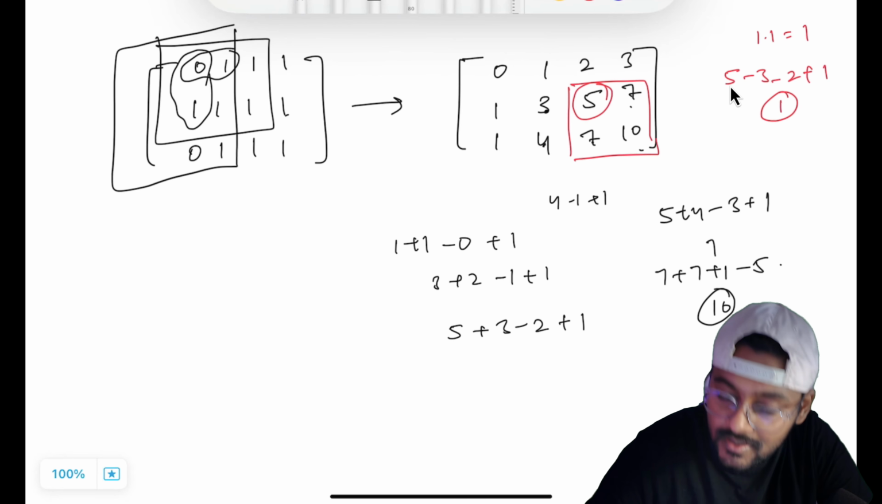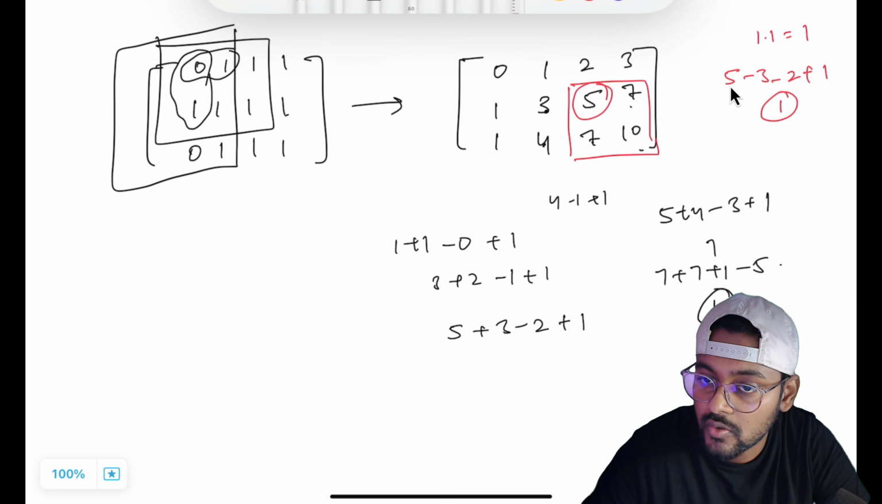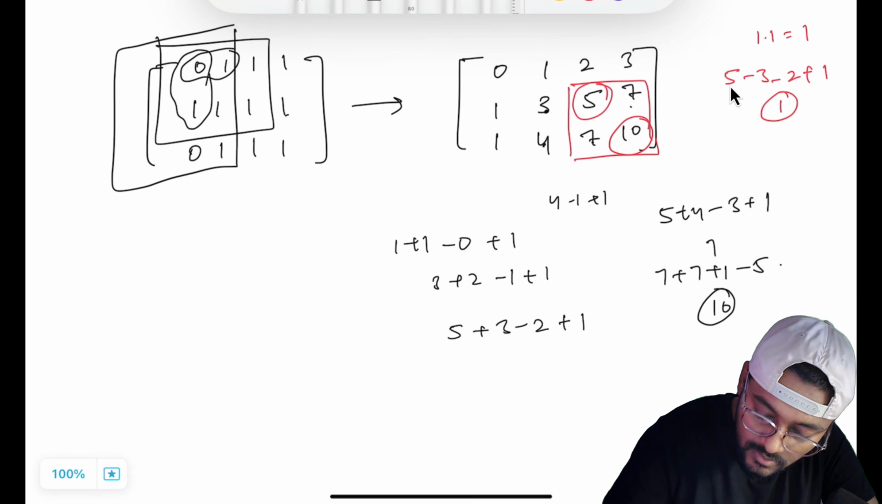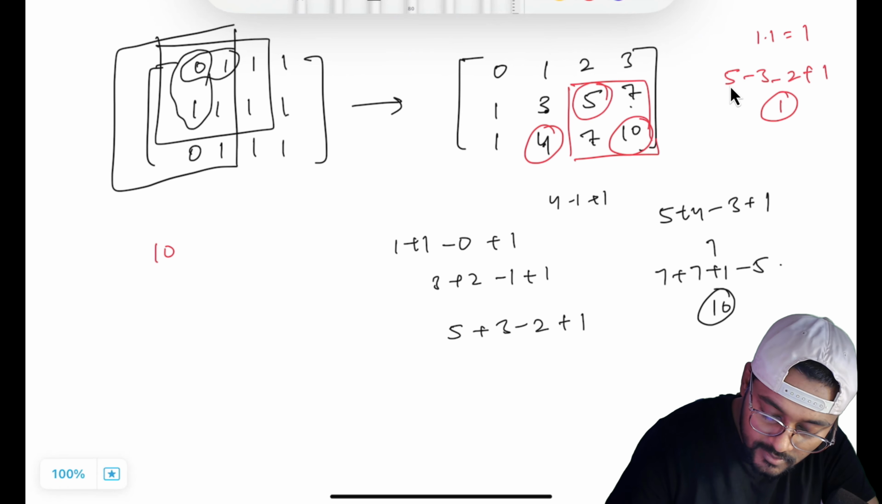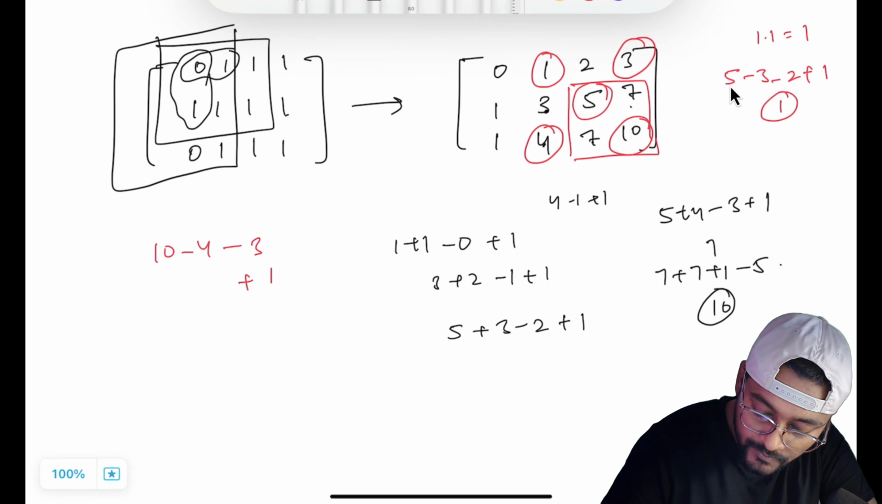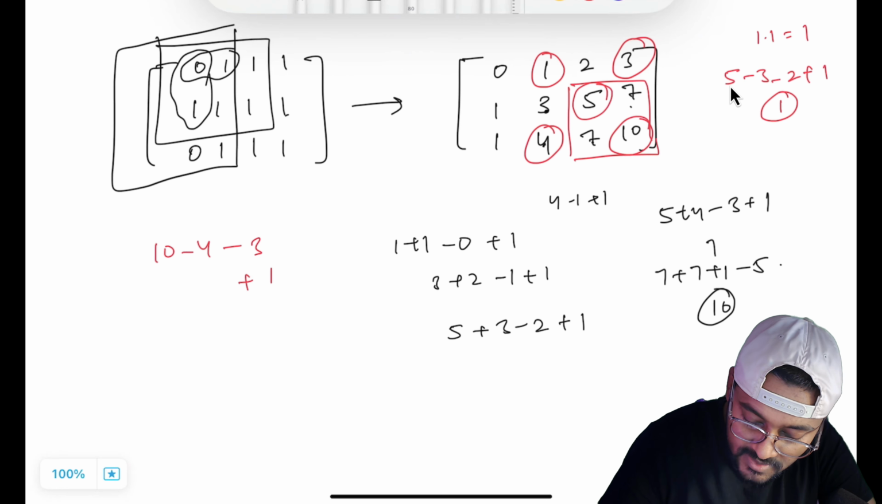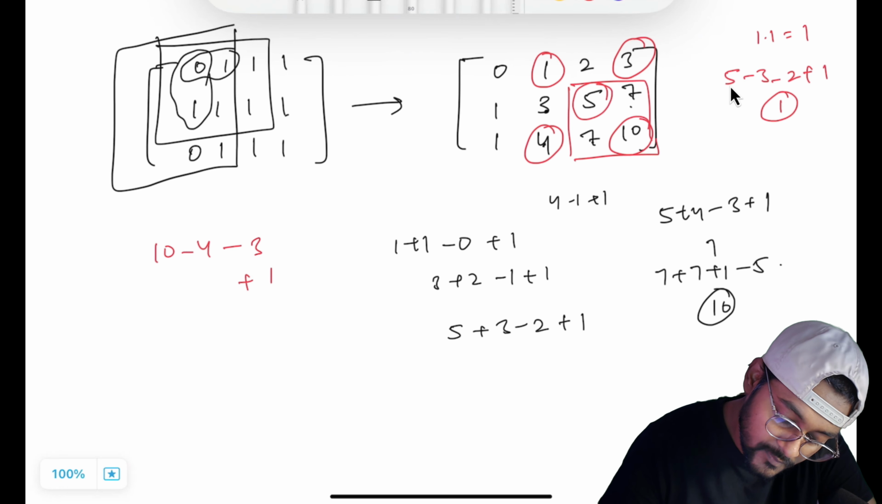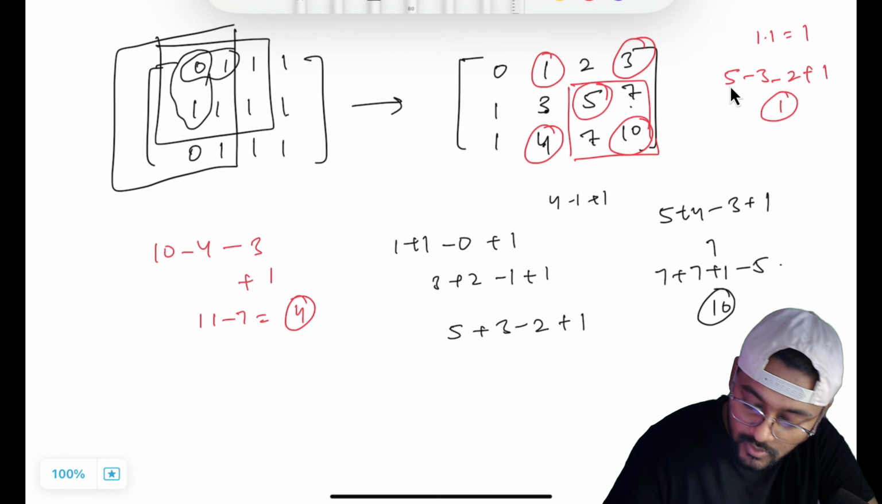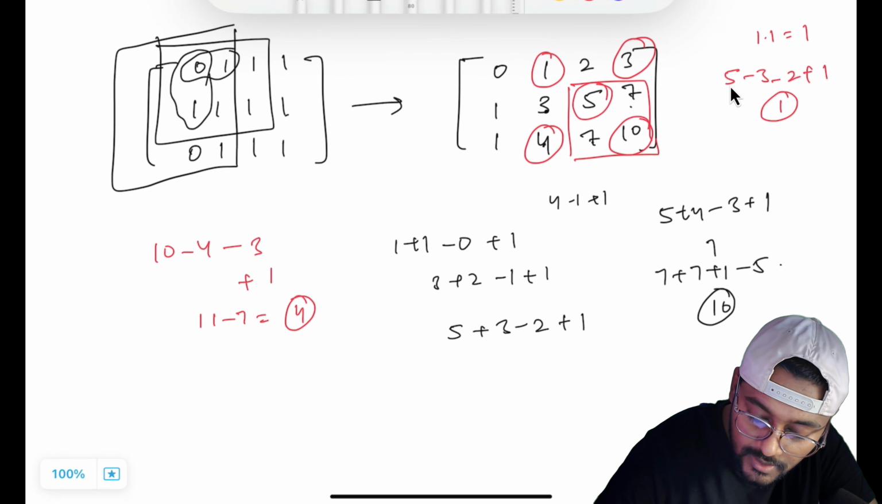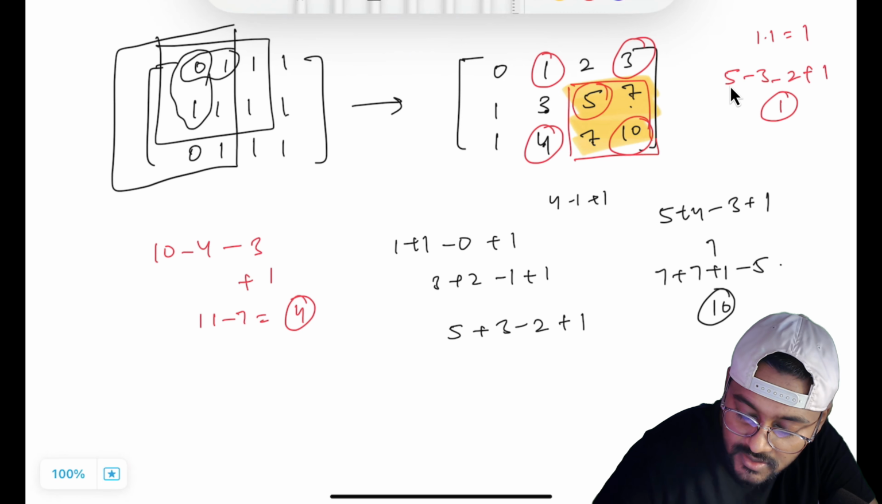For a two size square, I should have area which is equal to 4. So 10 minus this 4 minus this 3 plus this 1. So what is the value? 4, 5, 6, 7. So 11 minus 7, which is 4. This portion is having size equal to 4.